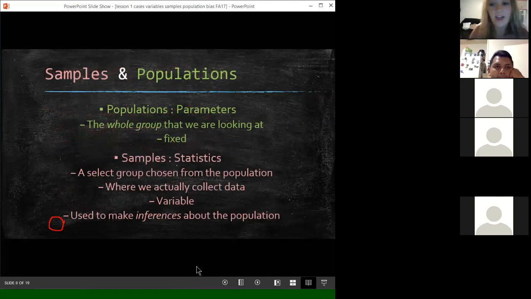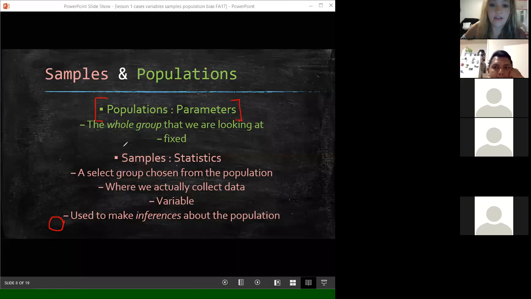Okay, so let's look back at this. Populations are always going to be associated with parameters. These two words are always going to go together, and samples and statistics are always going to go together. You can look at it like with the S and the S and the P and the P. So you're never going to have something like a population statistic or a sample parameter. It's never going to be a thing. So if you're talking about a population, your measurement is going to be a parameter. If you know that you're measuring a sample, that's going to be a statistic.